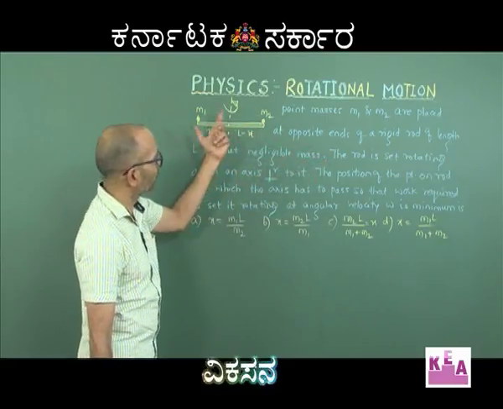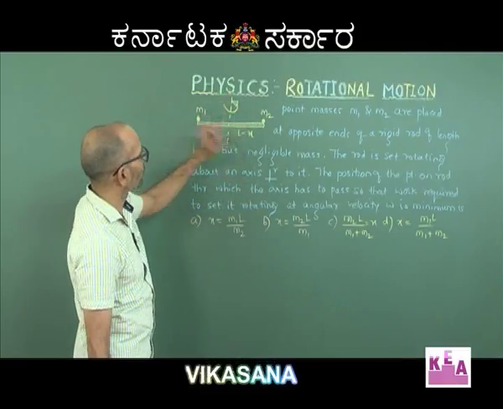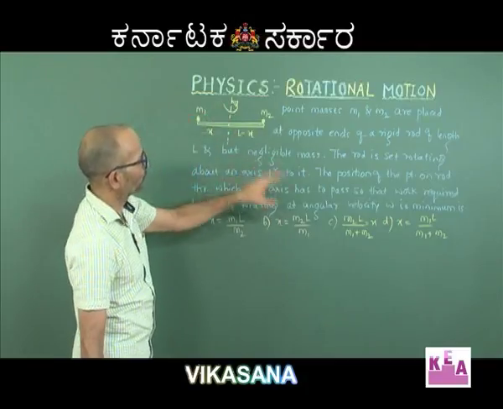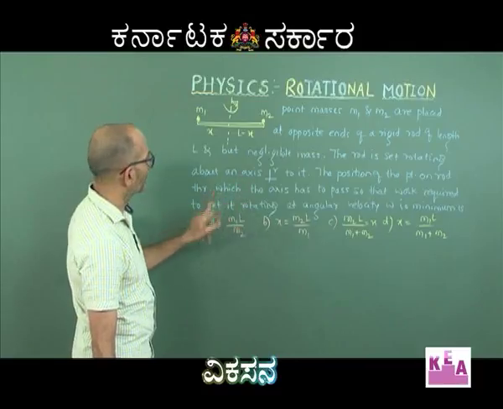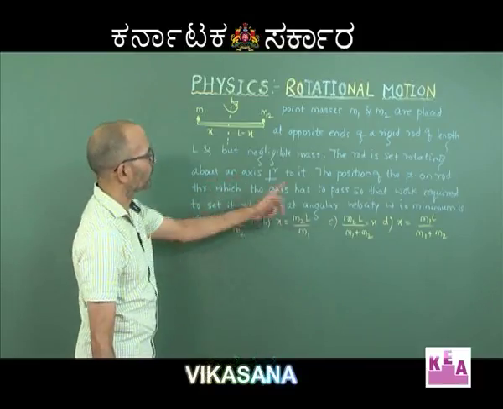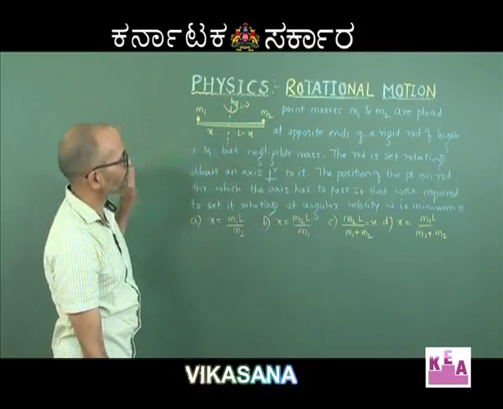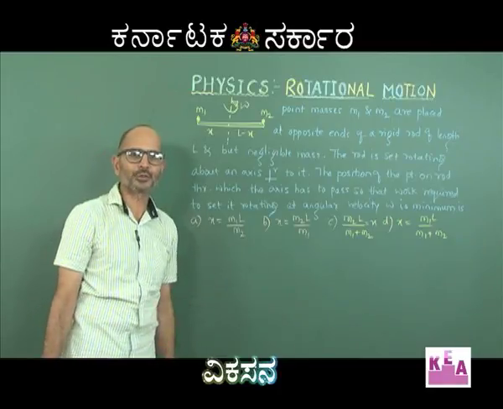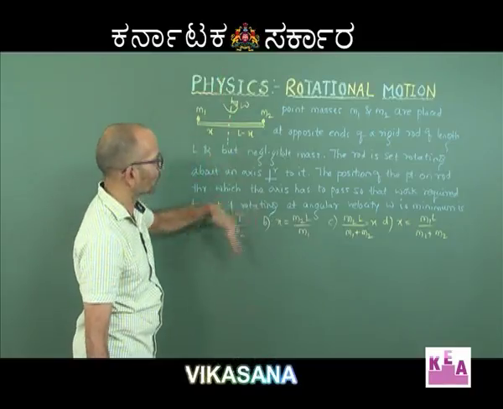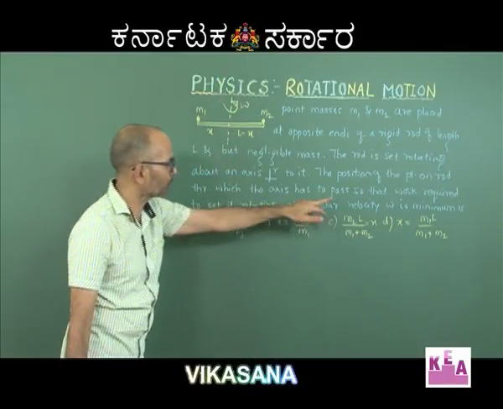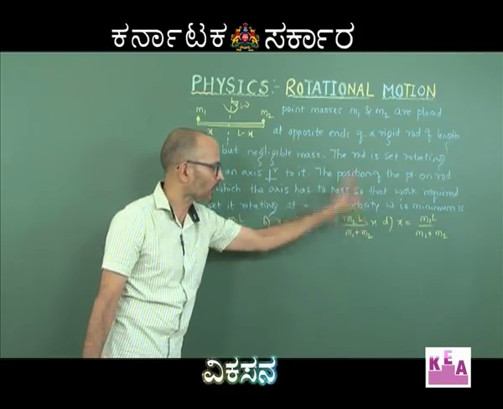The rod is set rotating about an axis perpendicular to it. So, perpendicular to the length of the rod. The position of the point on the rod through which the axis has to pass so that the work required to set it rotating at an angular velocity of omega should be minimum. So, this is the question. Why I called it conceptual is he has asked you to find out the point on the rod through which you have to consider the axis so that the work that you are required to perform in order to set it rotating at an angular velocity omega is minimum.